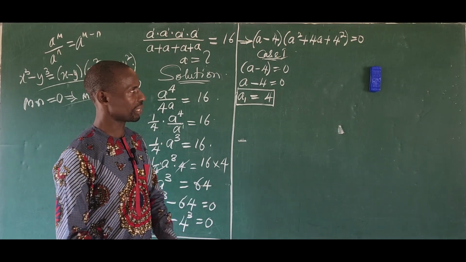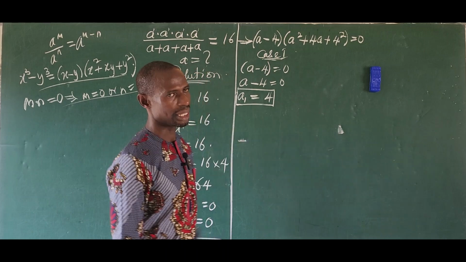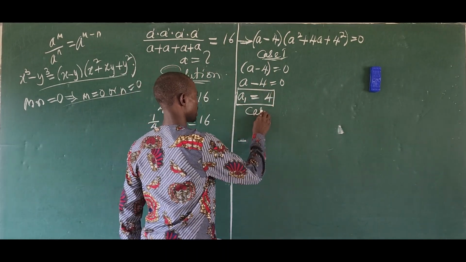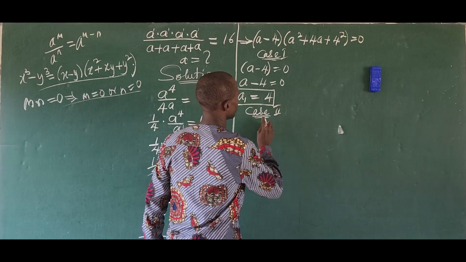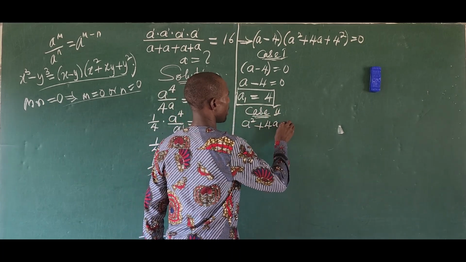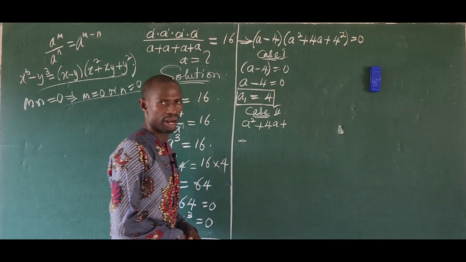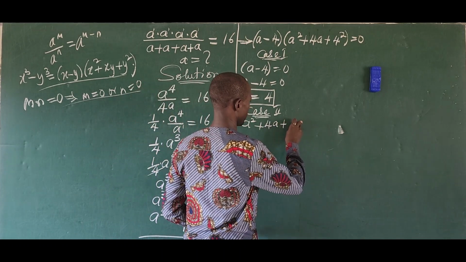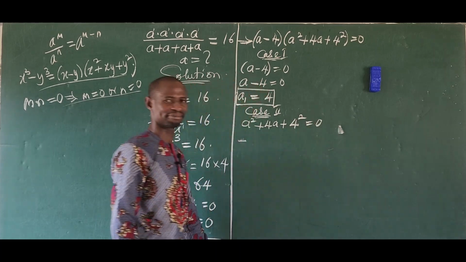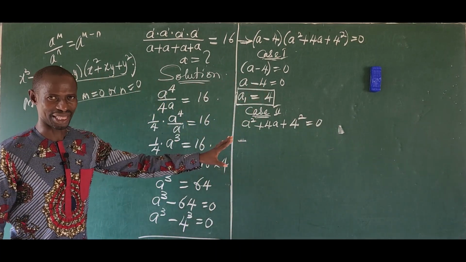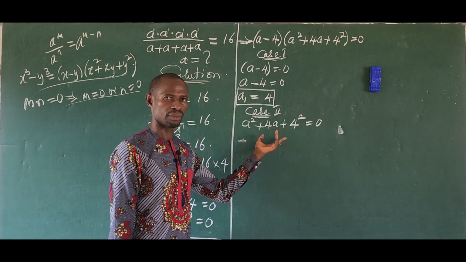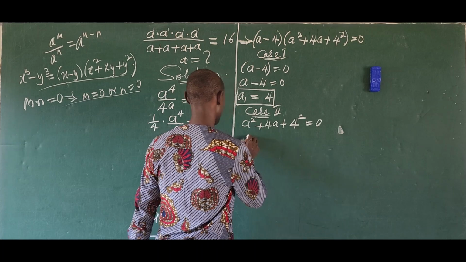We've got 1, and to get the other 2, we apply this rule, or we take this as the second case scenario. So case 2, we have a^2 + 4a + 4^2, which is 16. Let's leave it in this form, no problem. This is a quadratic equation, and we're going to use the formula method.